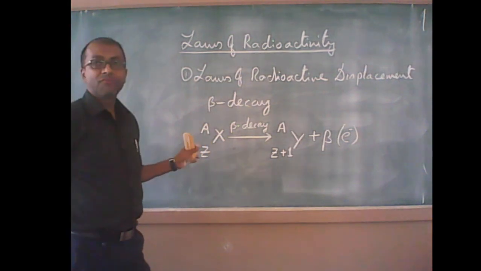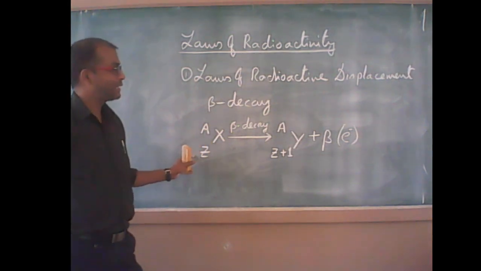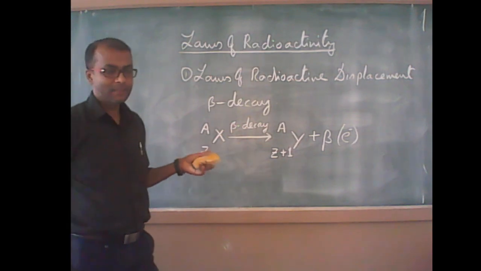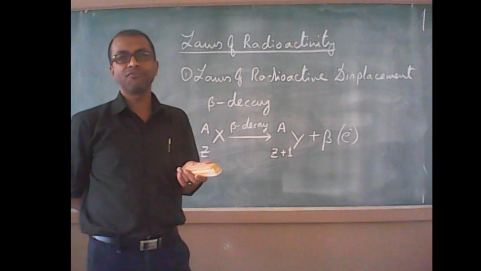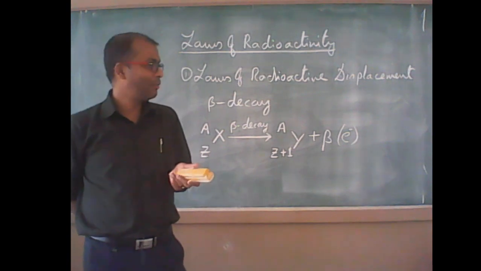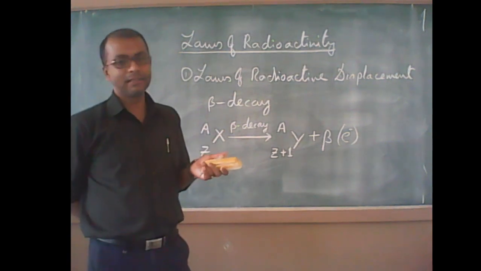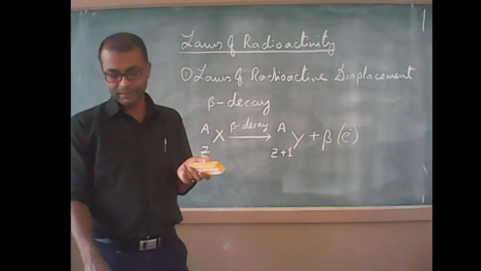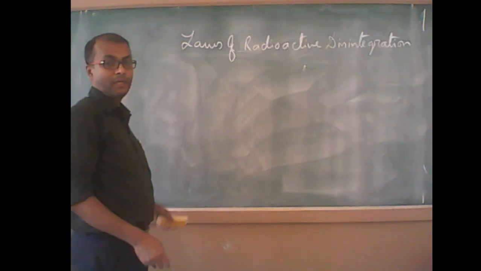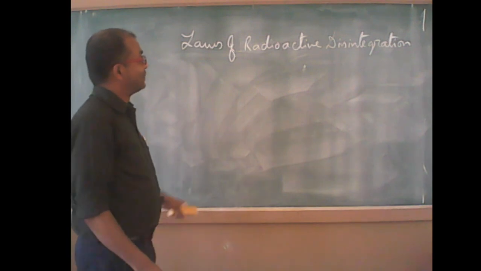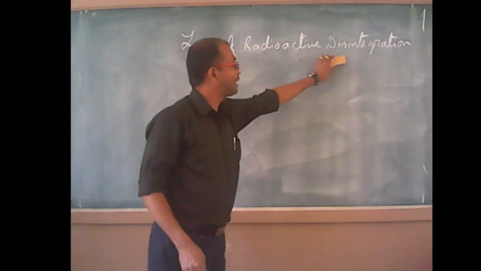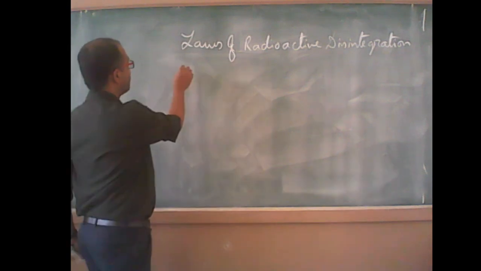During the emission of gamma, nothing happens. It's just that the nucleus of an element is in an excited state and it gives off its excess energy in the form of gamma radiations. Next, we discuss the laws of radiative disintegration. This can be put under the following points.